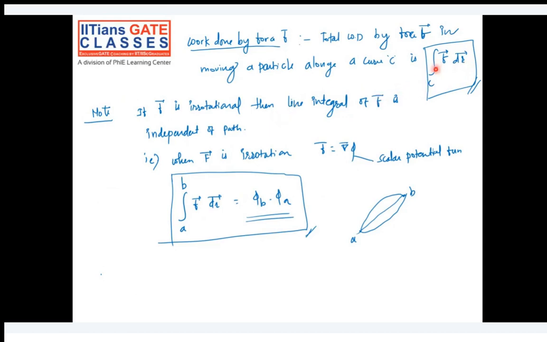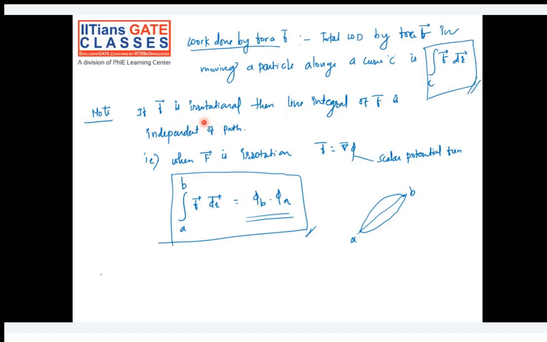If f bar is irrotational, okay, some more points. If f bar is irrotational, then the line integral of f bar is independent of the path. Okay, irrotational in the sense you have curl equal to 0. Okay, so it means your vector field is not rotating.